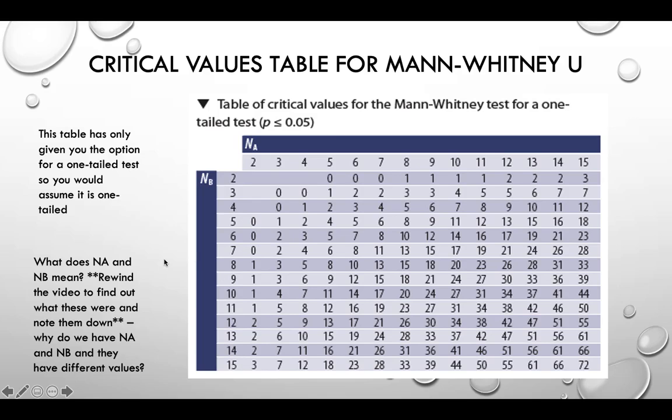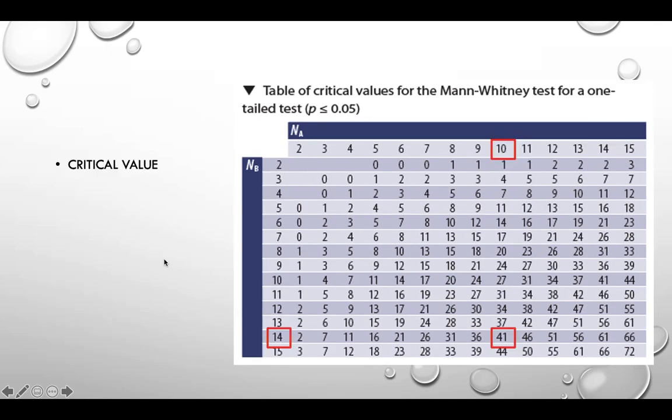So down here, all you have to do is scroll across the same way that you would do with a normal critical value. So you scroll NA, number of participants in group A was 10, number of participants in group B is 14, you meet them in the middle and you should get 41. That is your critical value for a Mann-Whitney test, for a one-tailed test at that level of significance as well, which they've already done for you.